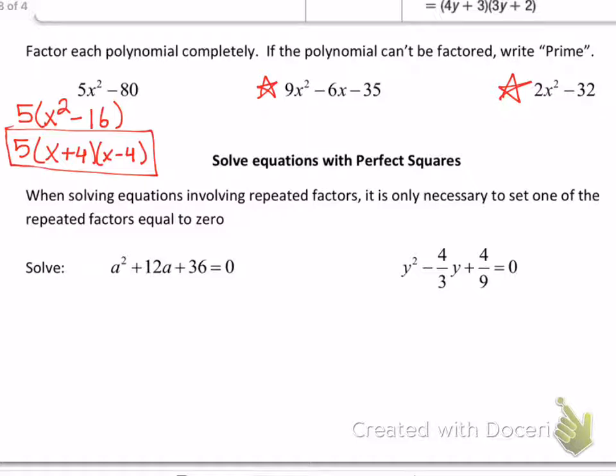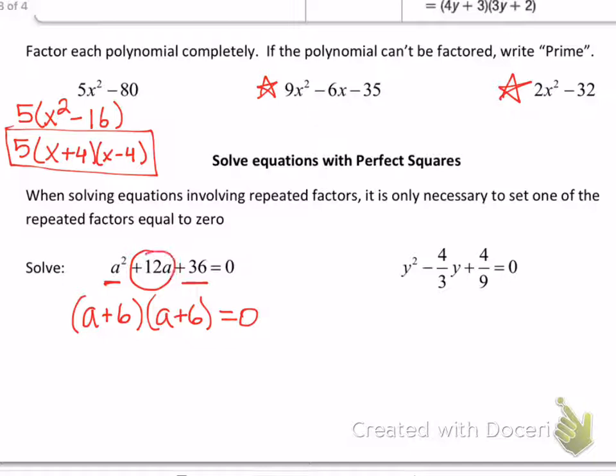Now, if you scroll to the bottom, it says solve equations with perfect squares. We're just honestly doing the same thing. So, a squared plus 12a plus 36 equals 0. Now, this is the one where you have to take that extra step and solve for that variable. Okay, I have an a squared, I have 36, which is also a perfect square. So, a plus 6 times a plus 6 equals 0.